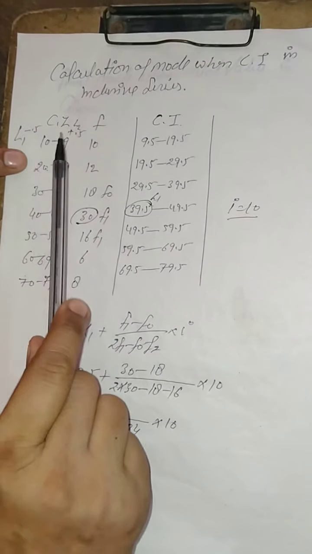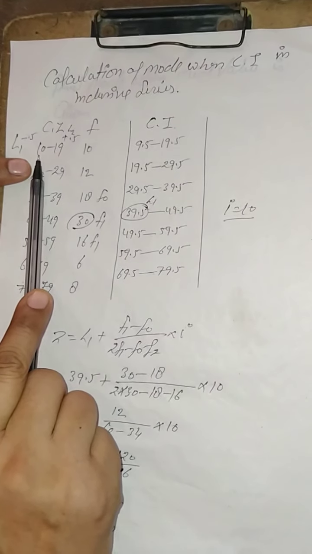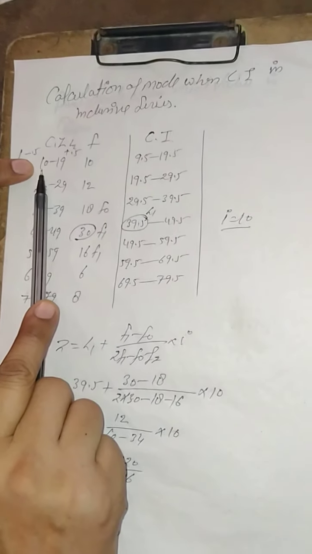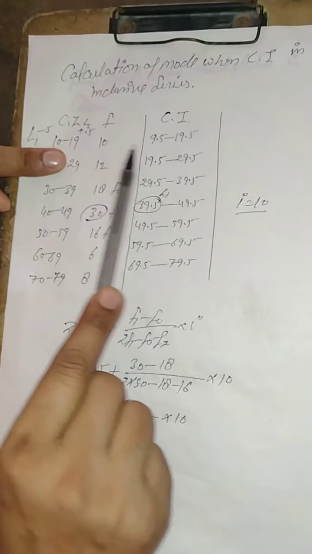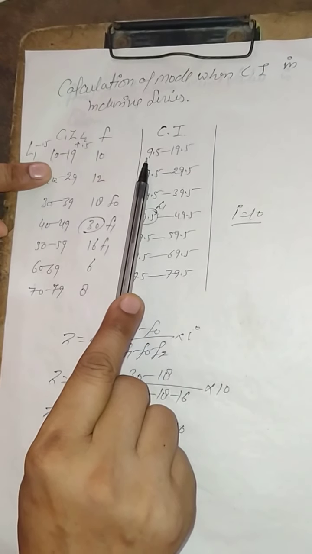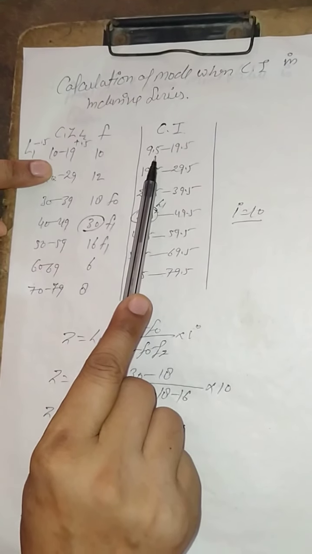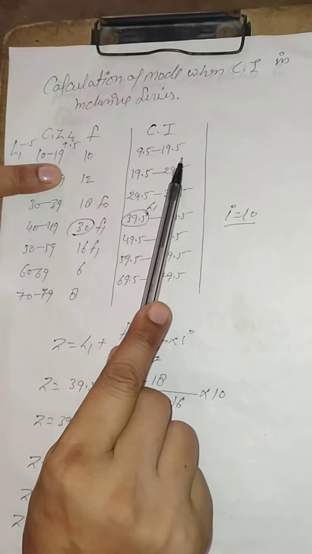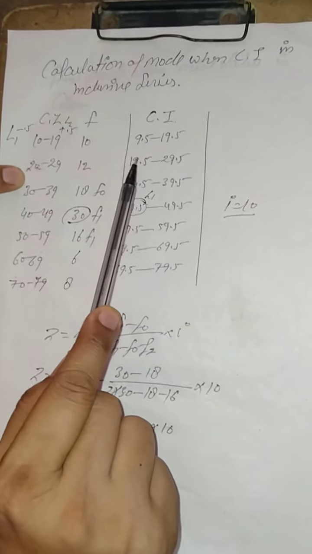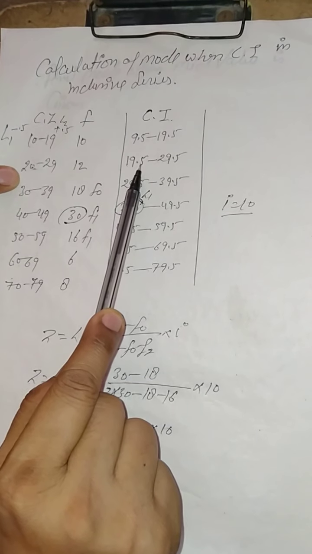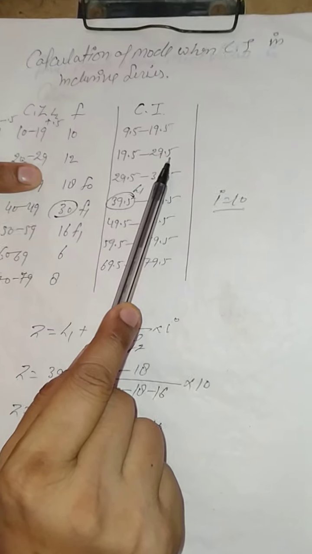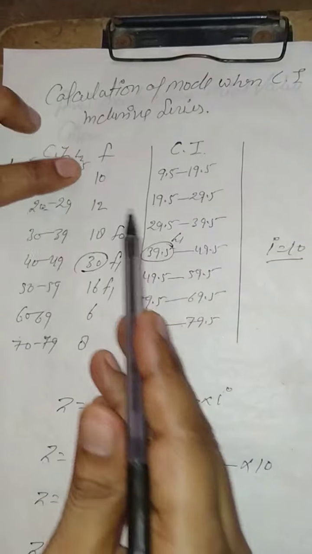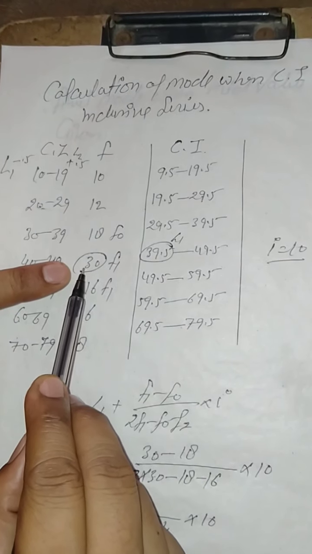So how do we correct the class interval? You will subtract 0.5 from L1 and add 0.5 to L2. So the class interval is maintained: 9.5, 19.5, 20 minus 0.5 is 19.5, 29 plus 0.5 is 29.5. Clear? So that's your class interval, and the highest frequency here is 30.